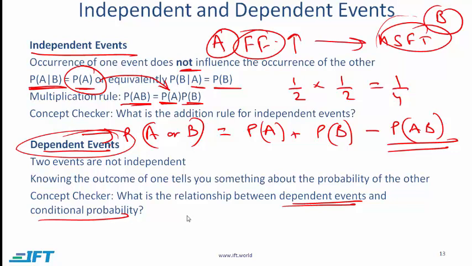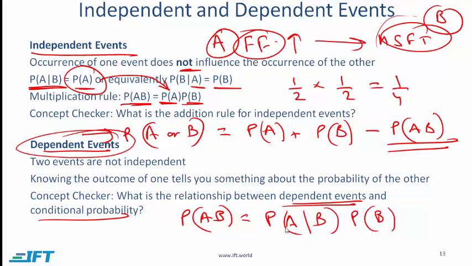We go back now to our multiplication rule. So probability of AB is equal to probability of A given B times the probability of B, or we can say that probability of A given B is equal to probability of AB divided by probability of B. So this is the expression that is connecting dependent events, A and B in this case, with conditional probability, where the overall expression is giving us the relationship between the joint probability and the conditional probability.